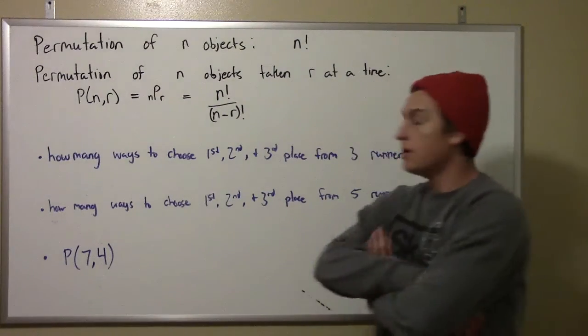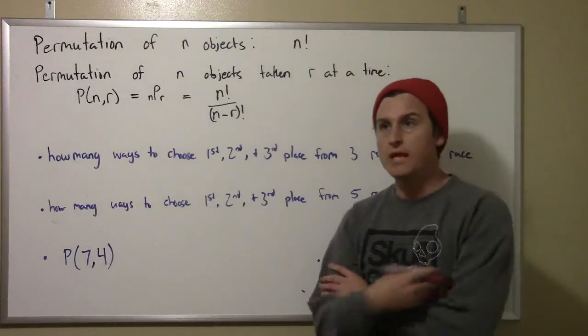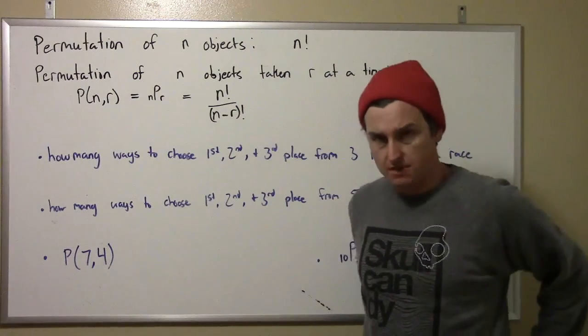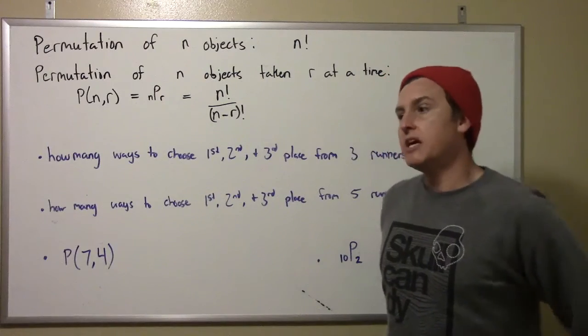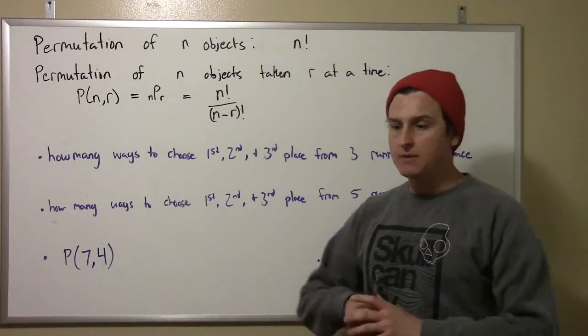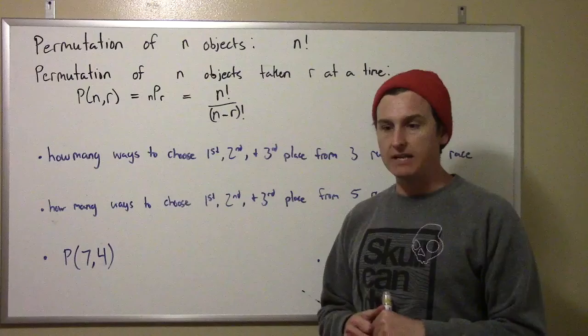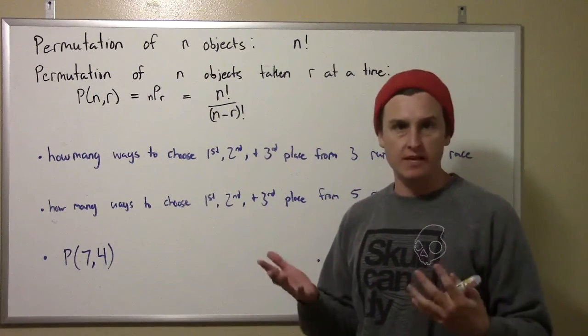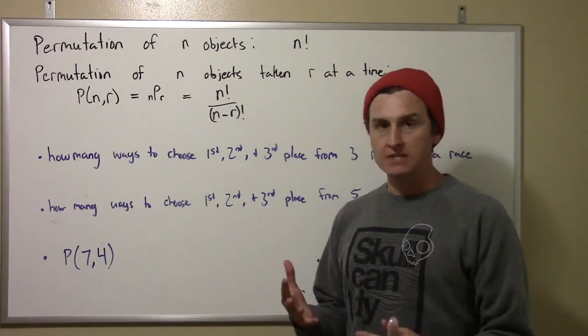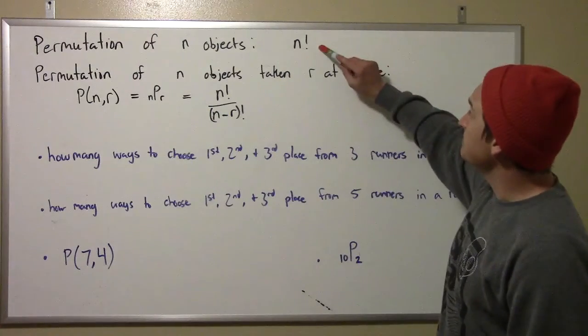Okay, we're going to talk about permutations when you're not using all of the objects that you have available. In the last video, when we talked about permutations, we just talked about permutations of n objects. So you have like 3 things, you want to order those 3 things. Or you have 10 things, you want to order those 10 things. And this is how you do it.